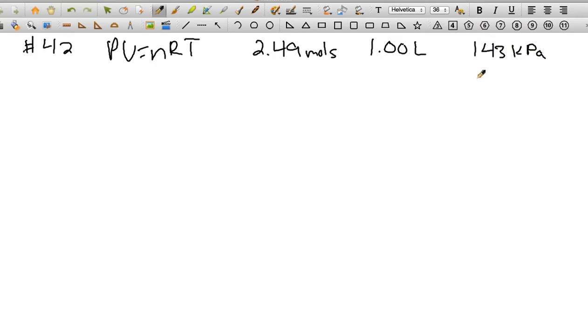Now, you can convert this over to ATM by using the 101.3 kilopascal equals 1 ATM. Or remember, we do have that gas law constant of 8.314 liters times kilopascal over moles times Kelvin. So you can go ahead and leave it in the kilopascal because we do have a gas constant, the R, for this. But you could change it over to ATM if you wanted. Some people want them all in the same ATM so that they feel comfortable. It's totally up to you.